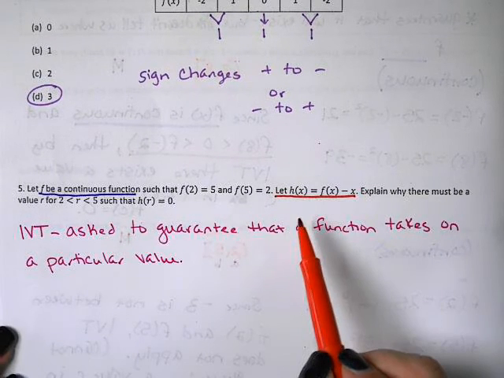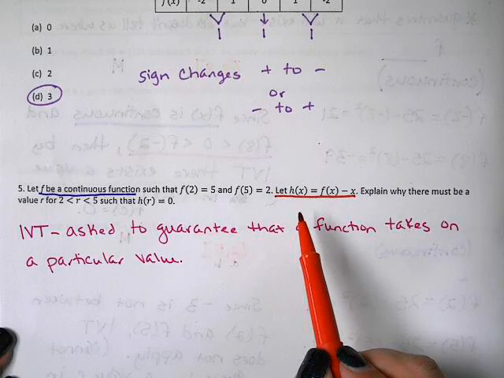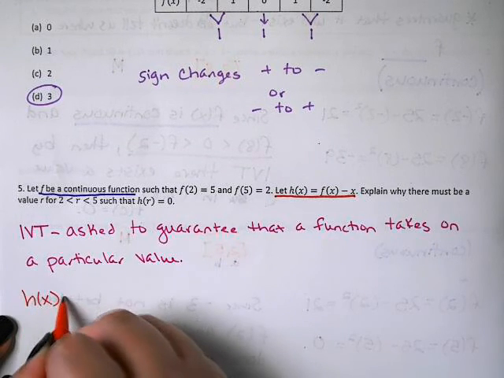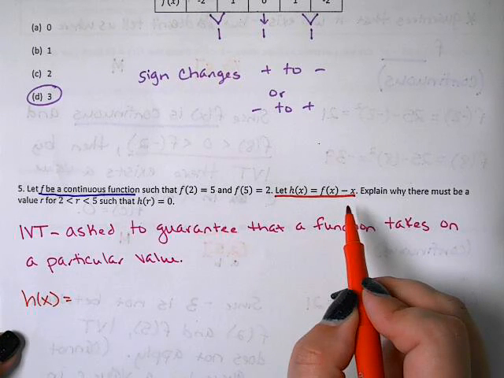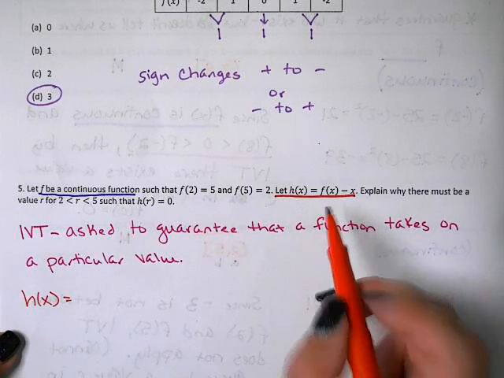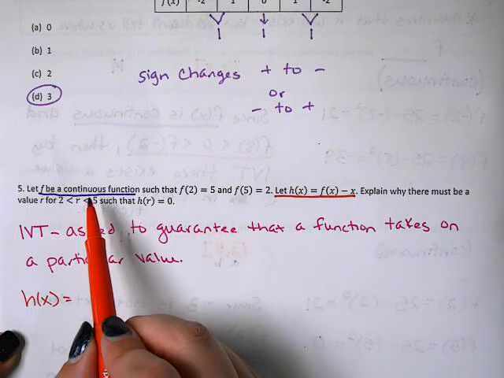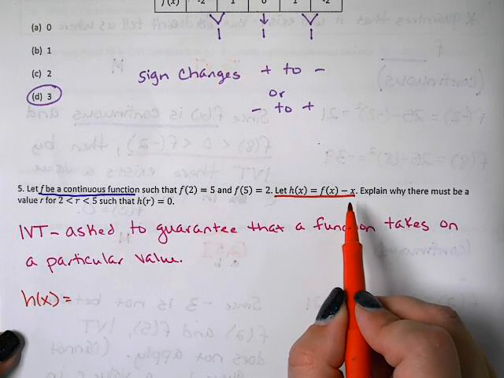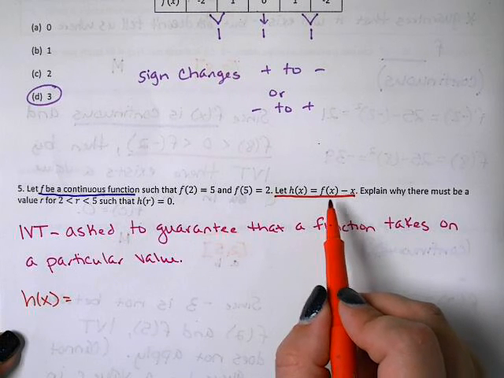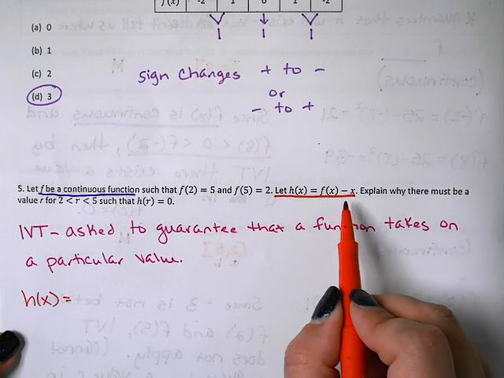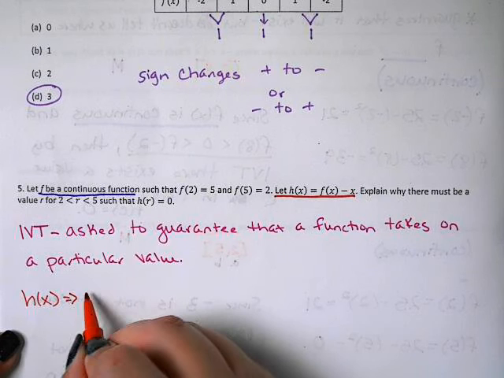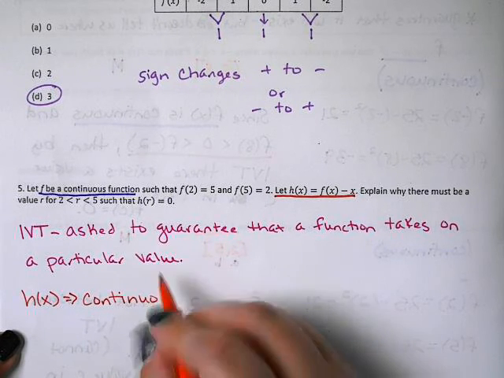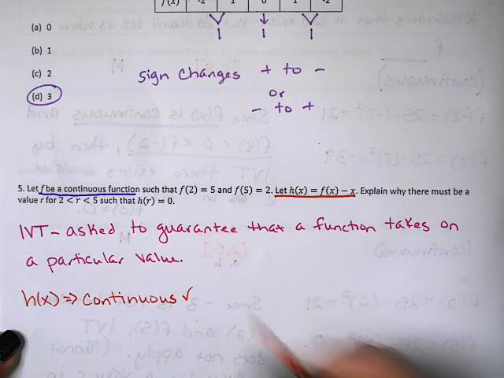All right, so when we look at h of x, the first thing we have to decide is is it continuous? All right, h of x is just f of x minus x. Well, f of x, we were told that that's continuous. And then minus x, well, x is just a line, and that's continuous. So the difference of two continuous functions is continuous, which means h of x is continuous. So that's our first condition.